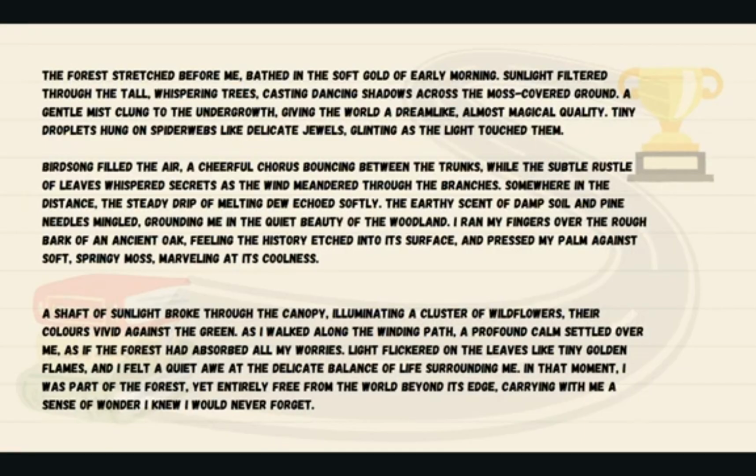In that moment, I was part of the forest, yet entirely free from the world beyond its edge, carrying me with a sense of wonder I knew I would never forget.